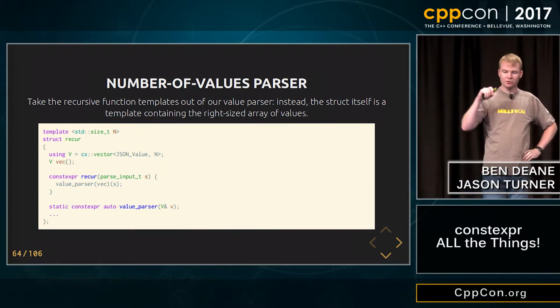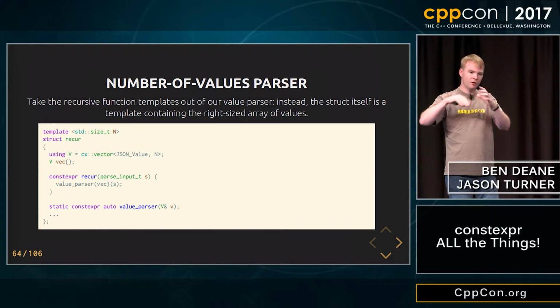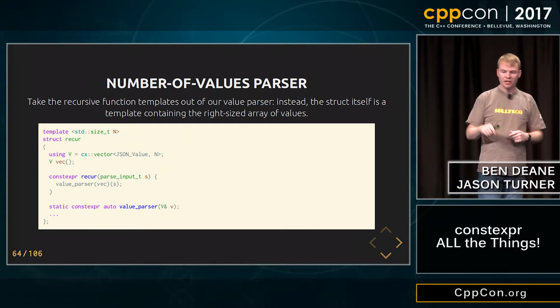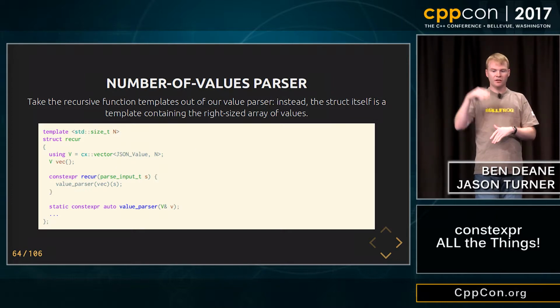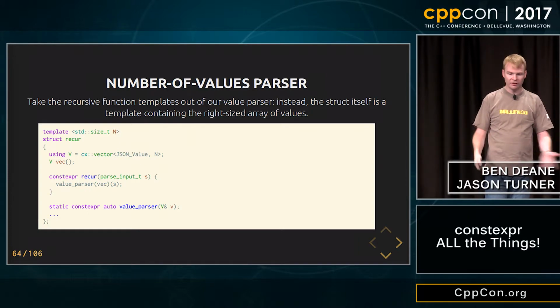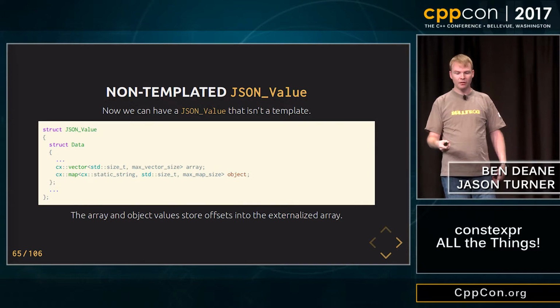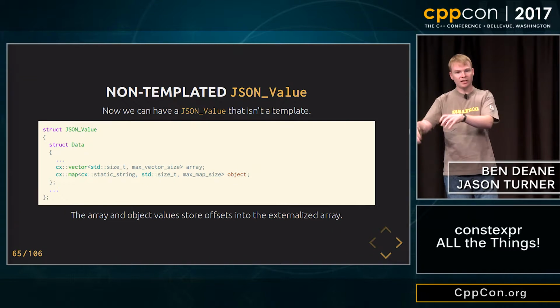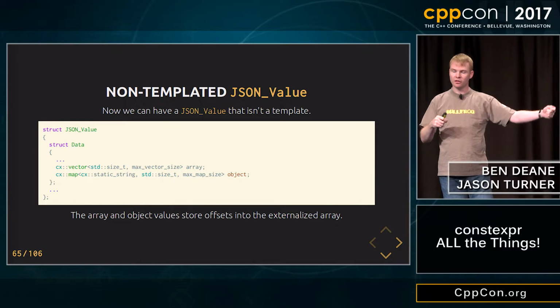That's coming up. Okay, so the struct itself, the struct recur that was holding all our parsing functions, that was enabling us to do mutual recursion on the parsing functions. Now, instead of the functions being templates, the struct itself is a template that just knows how many values we're going to need, and we'll use our compile time vector. And then the JSON value itself is no longer a template either, because inside the vector or the map, instead of having the next level depth objects, all we need to do is store the offsets into the externalized storage.